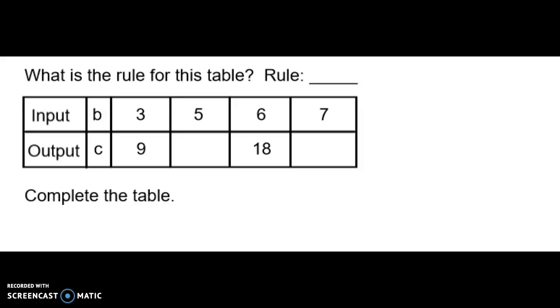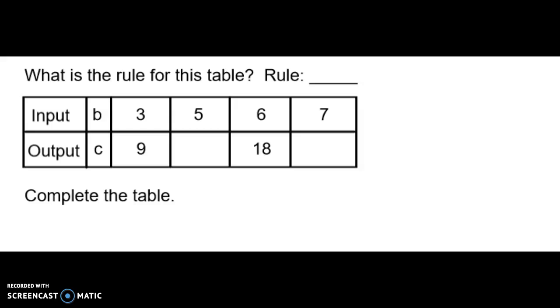If we look at the row that says input, we have a variable of B, 3, 5, 6, and 7. In the output row, we have a variable of C, then we have a 9, a blank, 18, and then another blank. So where those blanks are, we are going to have to complete that once we know what the rule is. So how do I figure out what the rule is if I don't have answer choices?